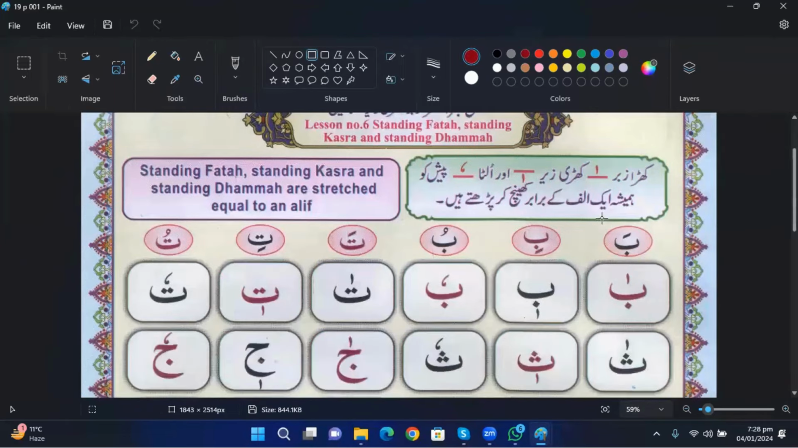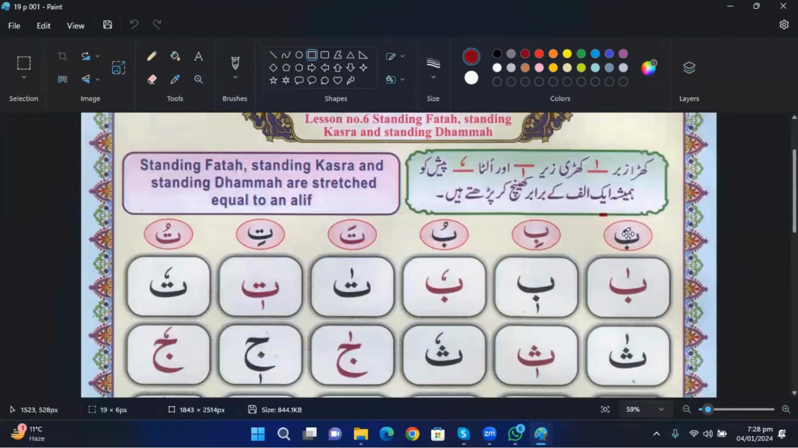So ba fatha ba, ba kasra bi, ba dhamma bu. These are normal harakat, are just called harakat. While ba standing fatha ba, ba standing kasra bi, ba standing dhamma bu. These are called standing harakat.